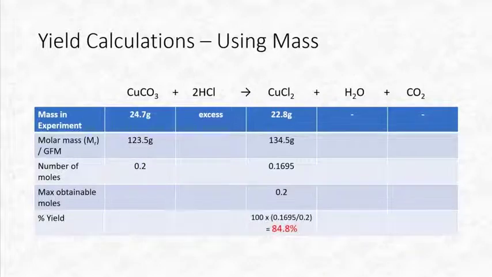So how do we calculate this? Well, we're dividing the number of moles we obtained, 0.1695, by 0.2, the maximum we could get, and that gives us 84.8%.